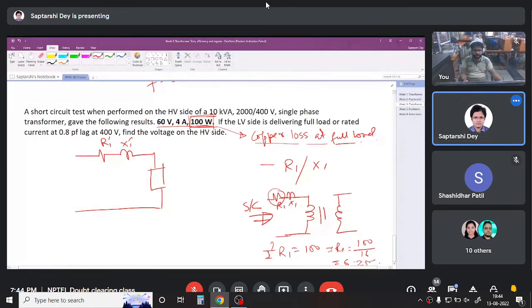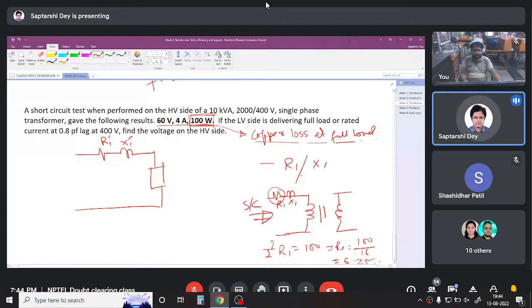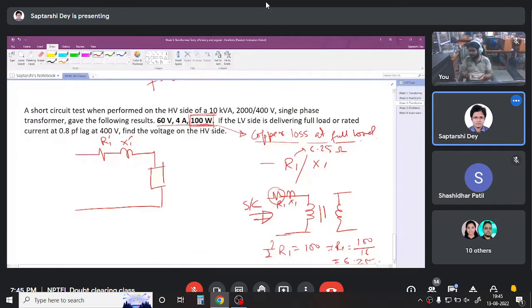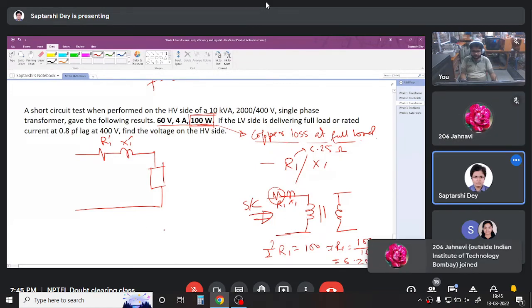$6.25. So this R1 is 6.25 ohm. So R1 is 6.25 ohm. Now the next part is how to find out X1. How to find out X1?